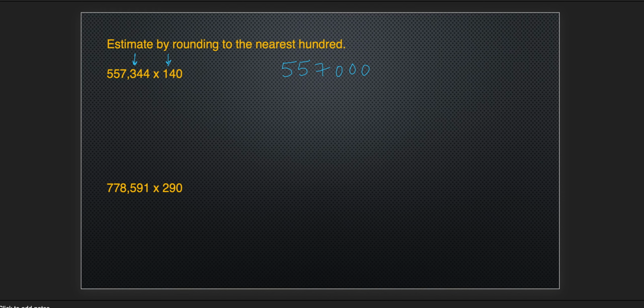But we needed a nearest hundred, so yeah, we do need a place right here. So that digit needs to be here, the 3. So the 3 doesn't go up to 4 because there's just a 4 here. And then this number has a 4 next to it, so it's going to stay as 1. So we're going to multiply this by 100.